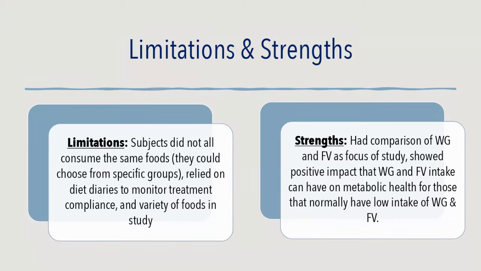Some of the strengths, though, were that it did have a comparison of whole grains and fruits and vegetables as a focus of the study, and it showed the positive impact that whole grains and fruits and vegetables have on metabolic health for those who normally had a low intake of those.